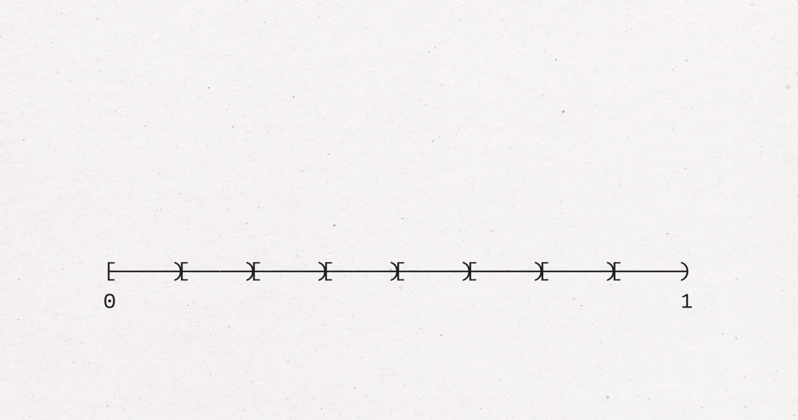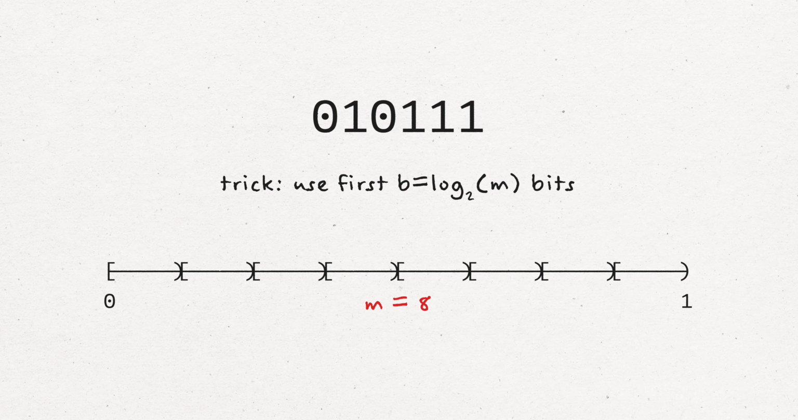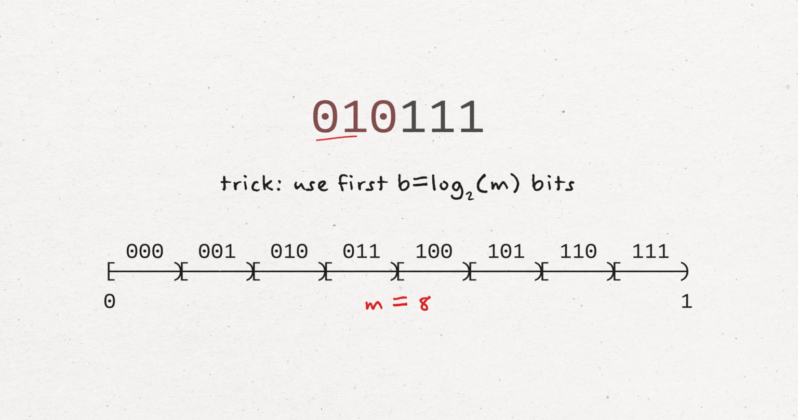The idea is fairly simple. If m is the number of subintervals, the first log of m bits of a bit string tell us exactly which subinterval it falls into, because all the elements in the same subinterval share the same first log of m bits. In other words, we can use the first few bits of the string to route it to the right computer without needing to convert it into a number first.